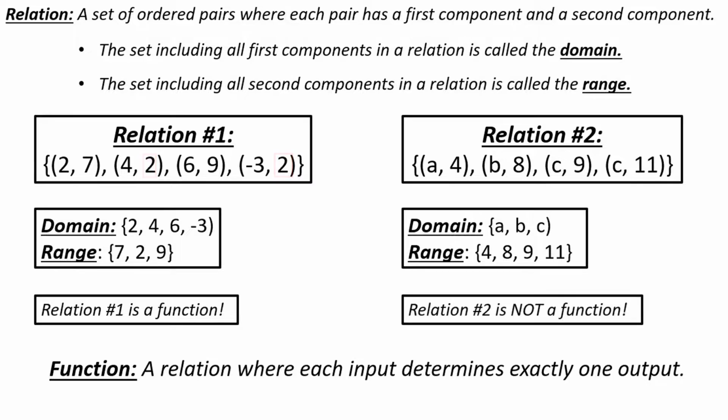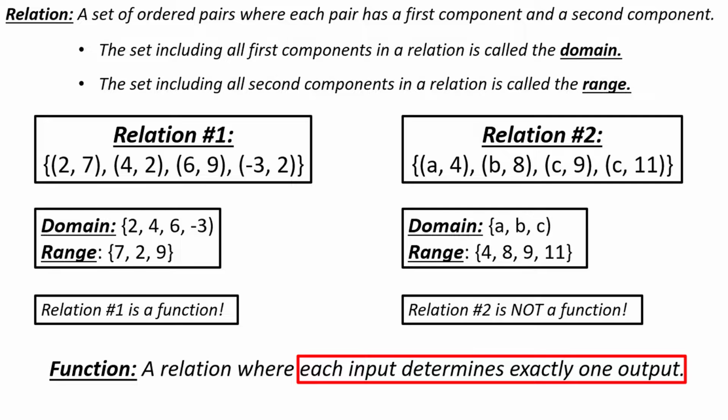Our second example is not a function. The input C occurs twice, which by itself does not necessarily make relation number 2 not a function. The problem is that one time when C is inputted, 9 is outputted, and another time when C is inputted, 11 is outputted. The input of C is not producing the same output each time, meaning each input is not determining exactly one output. The input of C is determining 2 outputs. Therefore, relation number 2 is not a function.